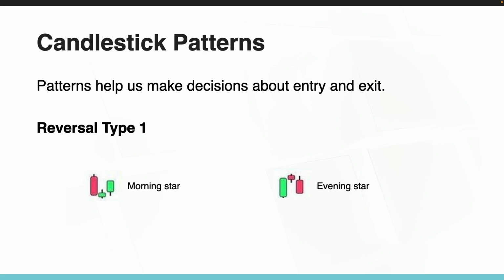So on the right side, we have a diagram of an evening star, and as you can see, it is totally the opposite. It occurs during an uptrend and it signals a potential reversal to a downtrend.